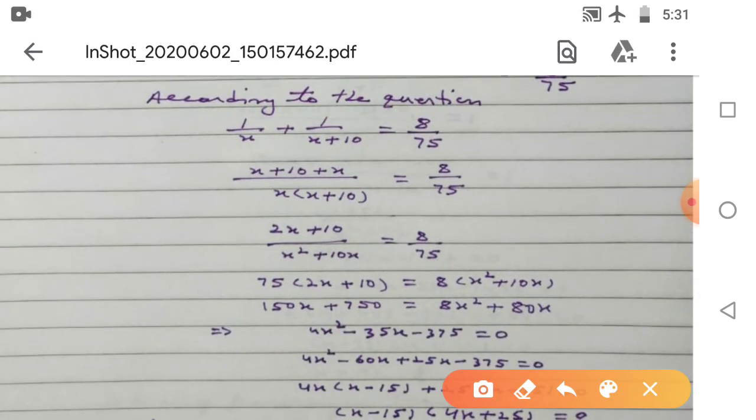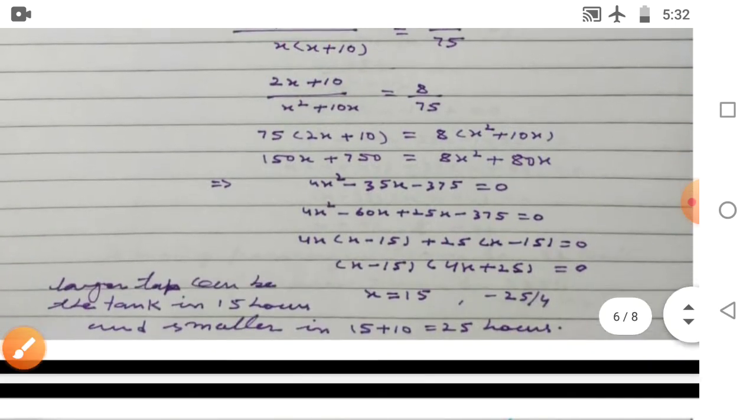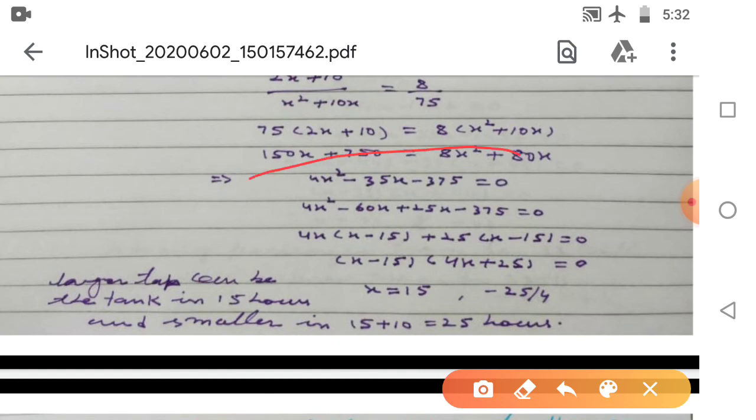Now, 1 upon x plus 1 upon x plus 10 is equal to 8 upon 75. Now, take the LCM, x into x plus 10, this is x plus 10 plus x in the numerator, and this is 8 upon 75. Now you can solve the numerator, that is x plus x is 2x and this is 10, and x when you multiply with x you will get x square, and this is 10x, equal to 8 by 75. When you cross multiply, this is 75 into 2x plus 10 is equal to 8 into x square plus 10x, and finally the equation is 4x square minus 35x minus 375 is equal to 0.